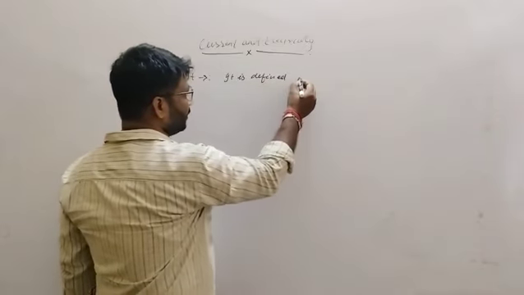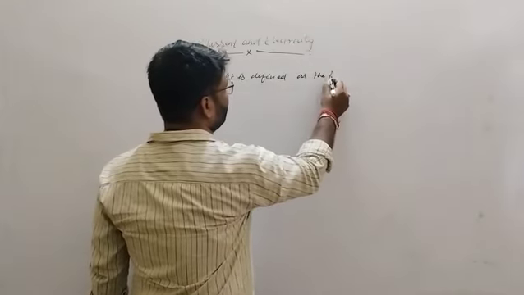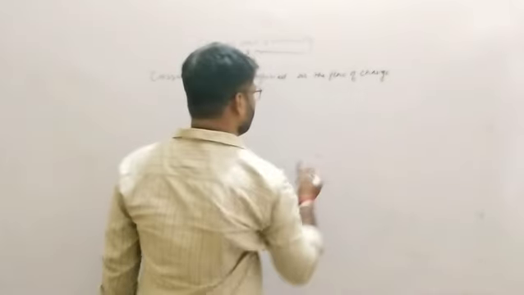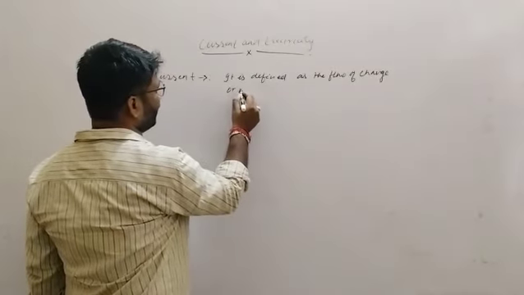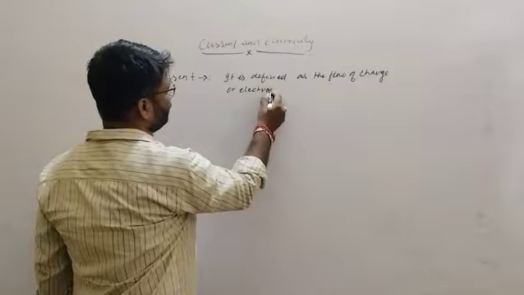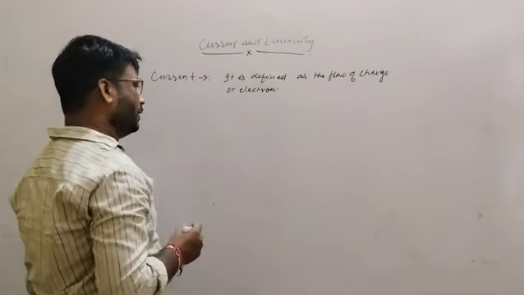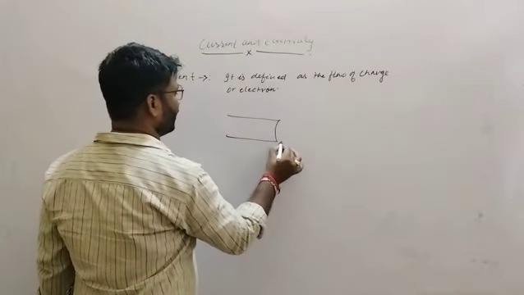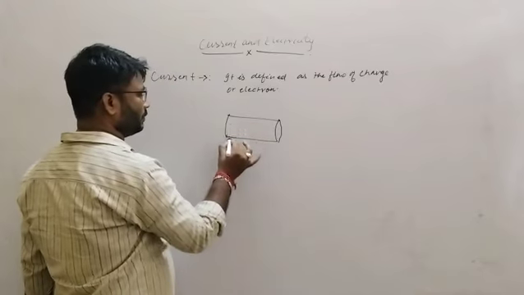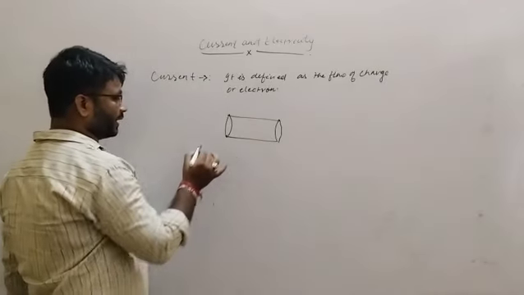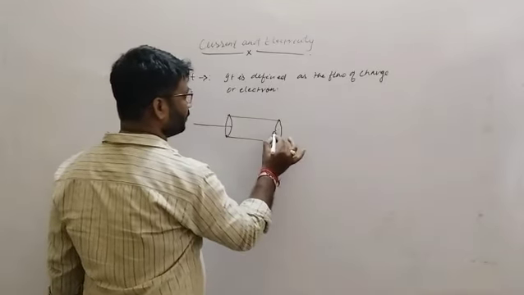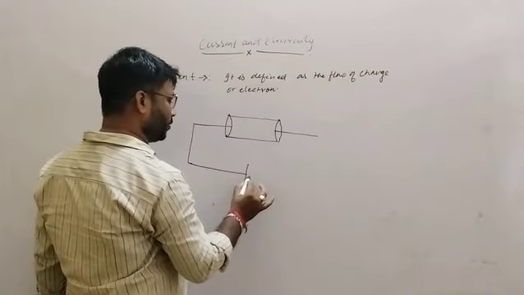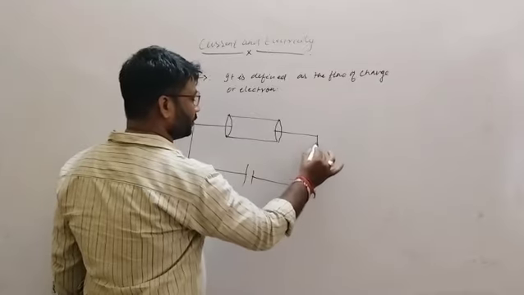It is defined as the flow of charge, or we can say electrons. So generally in a conductor there are free electrons. These free electrons, when they align in a certain direction, will become the cause of electric current.